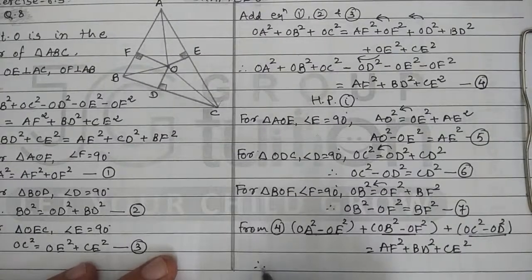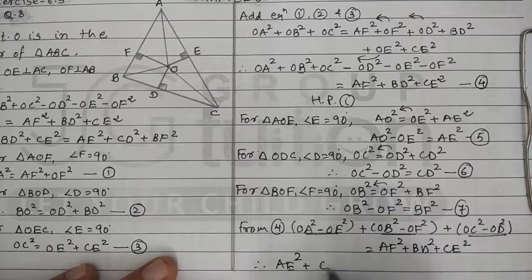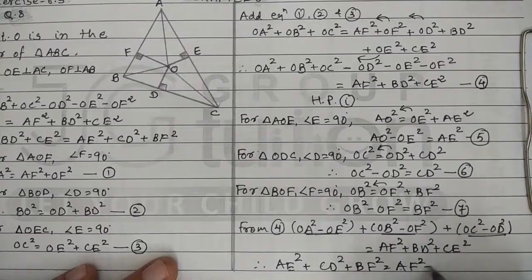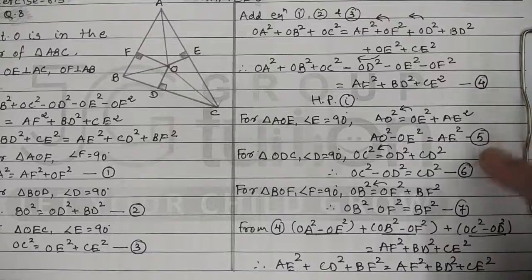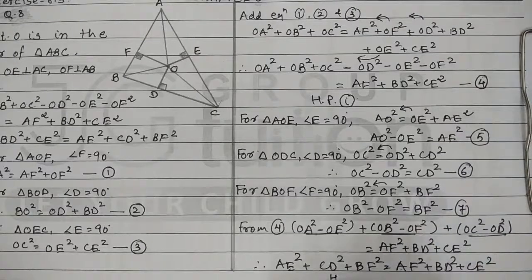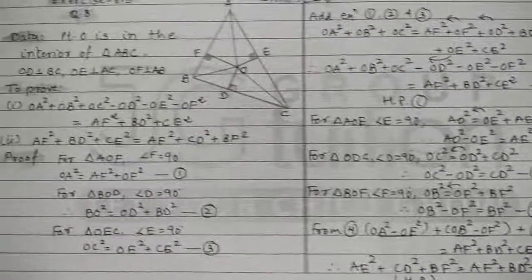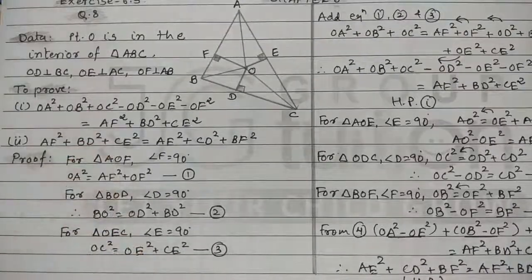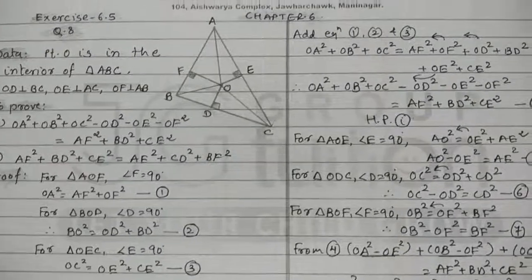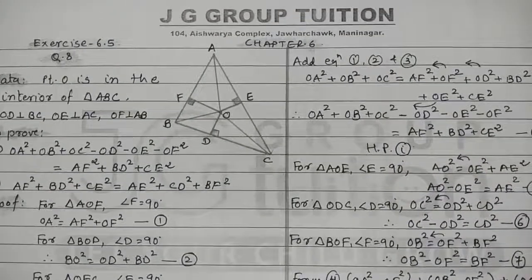All the values from equation 5, 6 and 7, that is AE square plus CD square plus BF square is equals to AF square plus BD square plus CE square. This is all we obtain from equation 5, 6 and 7. Hence, we prove the required both the things, both the statements. So it's quite lengthy, but it is not so difficult. So that's all.